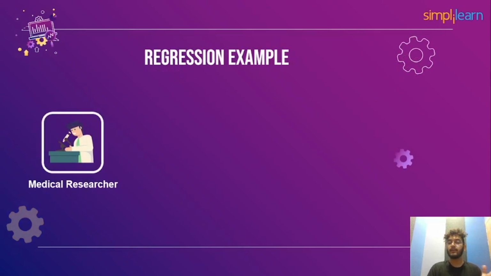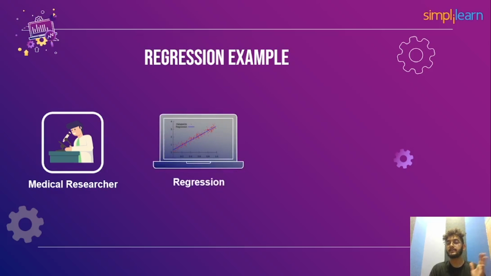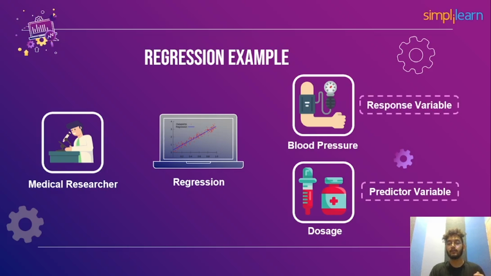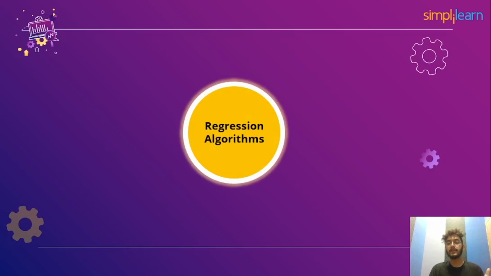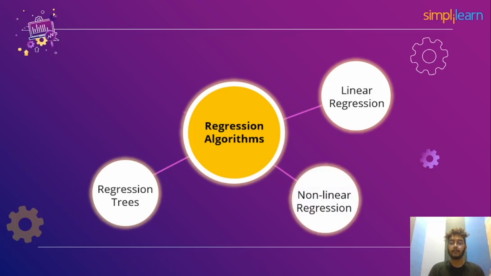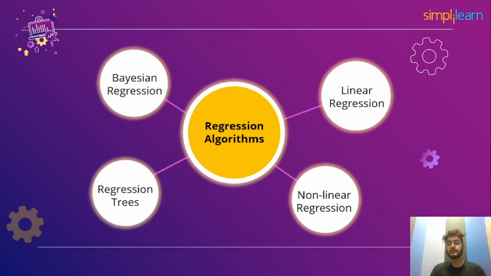Medical researchers frequently utilize linear regression to study the connection between patient blood pressure and dosage. Researchers may give patients different quantities of a specific medication and track how their blood pressure changes. A regression model might use dosage as a predictor variable and blood pressure as a response variable. There are some popular regression algorithms that come under supervised machine learning. First one is linear regression, regression trees, nonlinear regression, Bayesian linear regression. After discussing what is supervised learning and its types, let's move forward to see what actually regression analysis is.